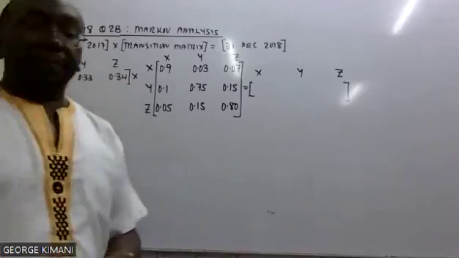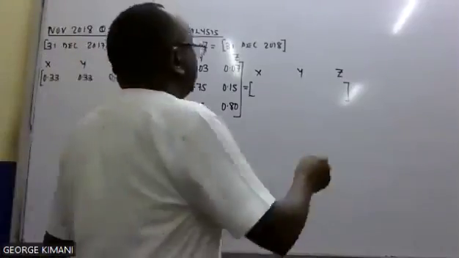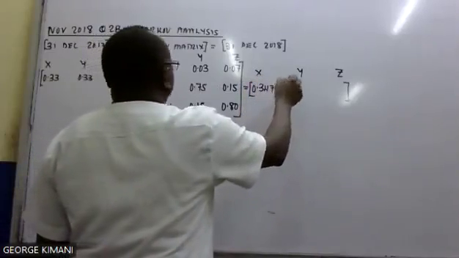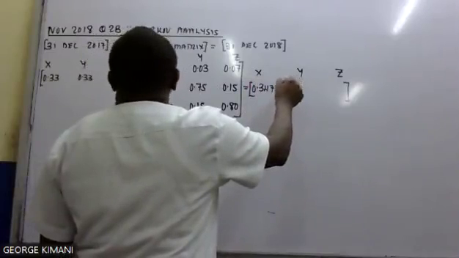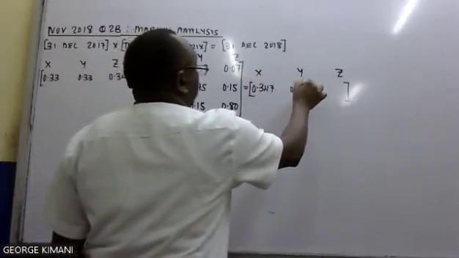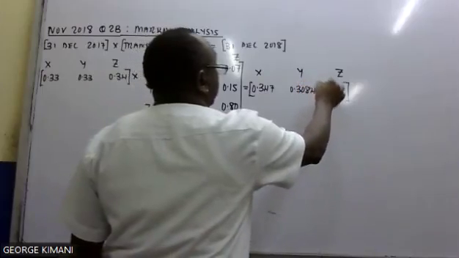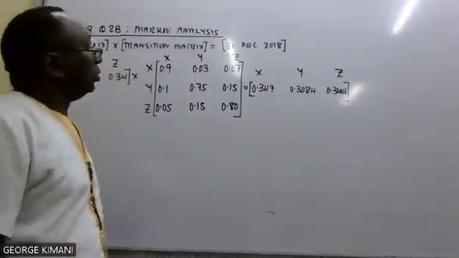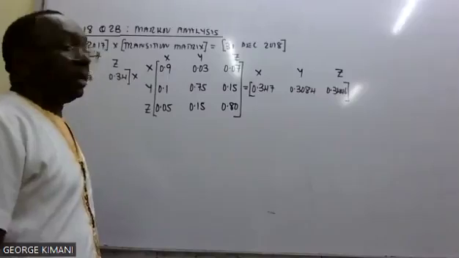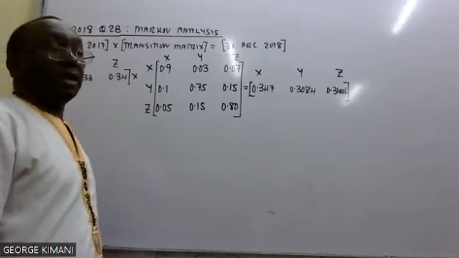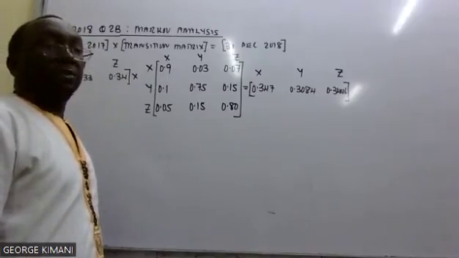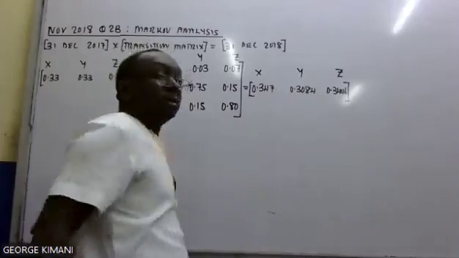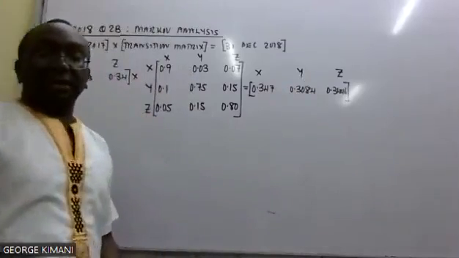You ready to do it? What have you gotten? 0.347. Then 0.446. And they're adding exactly to 1. Must make sure they add exactly to 1, because nikwambia hii ya mwisho, it is better obtained by subtracting these two from 1. Okay, it's adding, that is good.